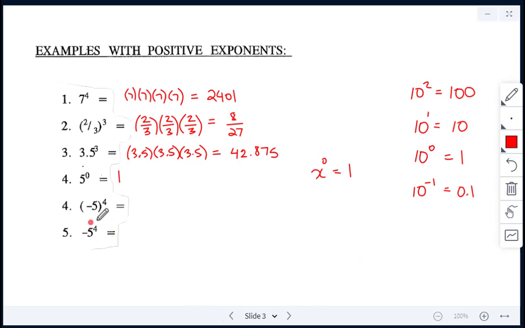All right, so next we have negative 5 in brackets to the power of 4. When we look at this one, that means it is negative 5 times negative 5 times negative 5 times negative 5, and our answer will be positive. All right, we have an even number of negative numbers being multiplied together. So therefore our answer will be positive, and it's a positive 625.